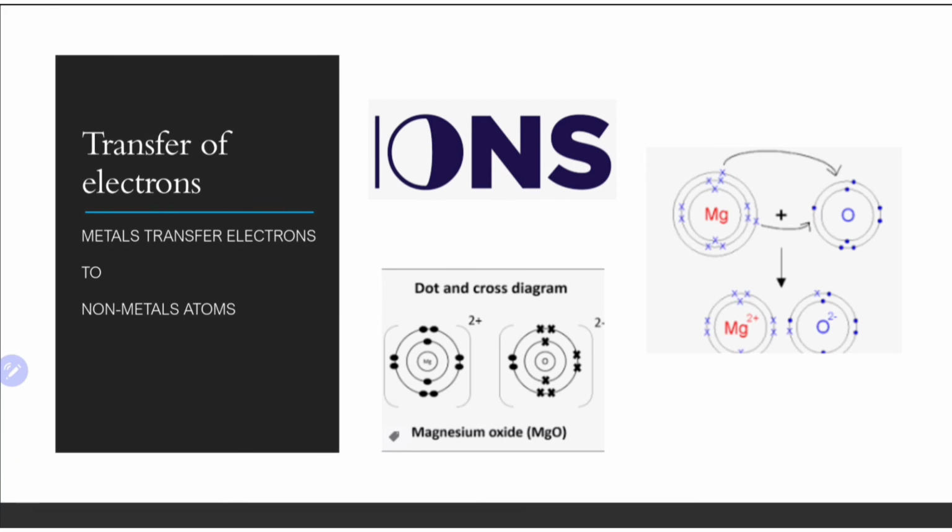Here you have the example of magnesium oxide. Magnesium oxide is 2 plus and oxygen 2 minus. This 2 plus comes from the magnesium atom that gives 2 valence electrons to oxygen. Oxygen receives 2 to become 2 minus. Magnesium becomes 2 plus by giving 2 electrons to oxygen. So the formula is MgO.